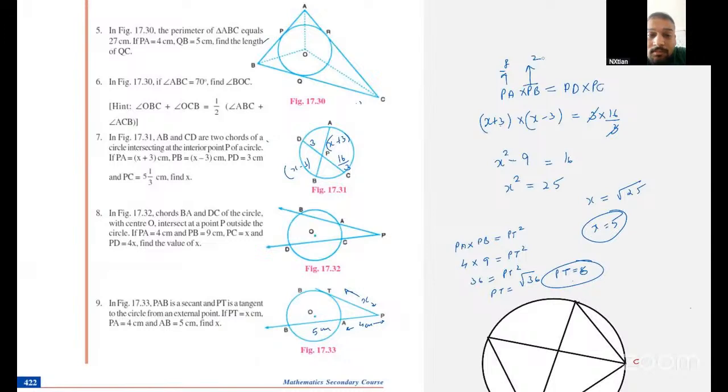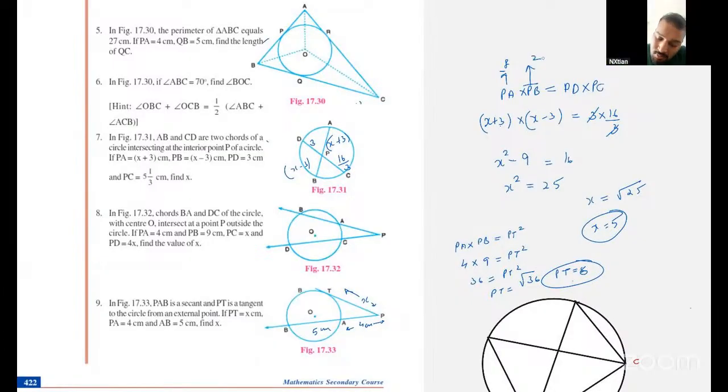Got it? Yes, sir. More doubts? Nobody has doubt? Maybe the 8th one. The 8th one.